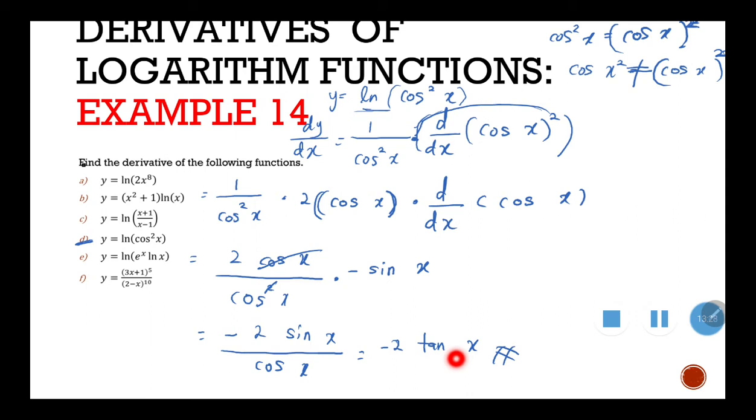Okay, I hope you will get a fair view on how to solve derivatives of log functions by now. So now moving on to question E.